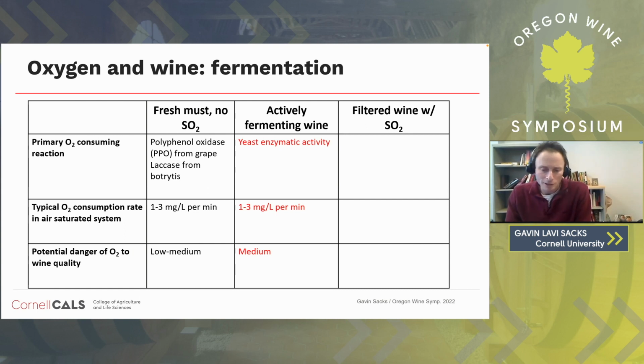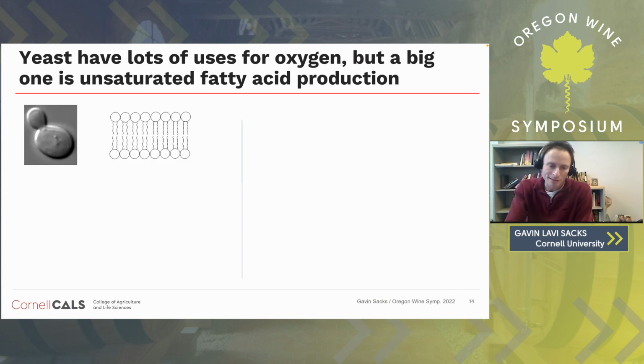Okay, so during fermentation, oxygen consumption continues to be relatively rapid. You can take a fermenting must, saturate it with oxygen, and you will see that oxygen go down to near undetectable within a couple minutes. And that's in part due to CO2 being formed and driving out oxygen, sparging it out, but it's also because the yeast will utilize oxygen enzymatically. They have a number of uses for oxygen. One of the big ones is unsaturated fatty acid production.